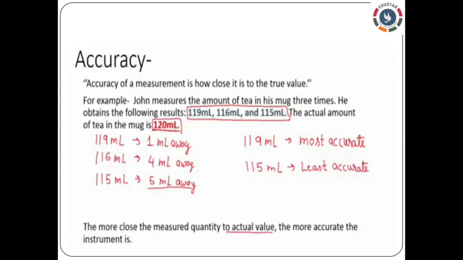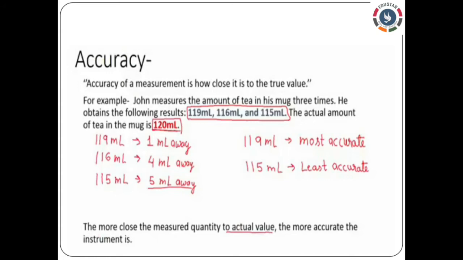Now, the accuracy of a measurement is how close it is to the true value. We know the true value of the physical quantity we have to measure. The measurement taken should be very close to that value. That is called more accuracy. So we can define accuracy this way.